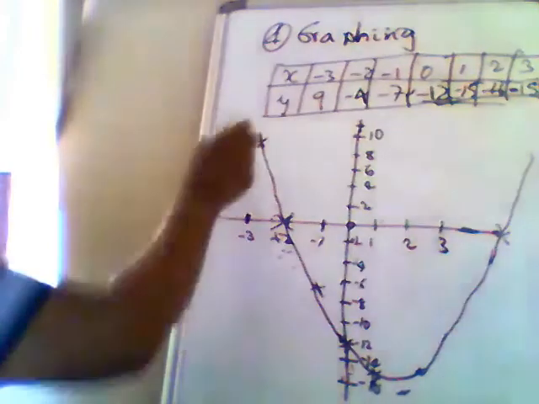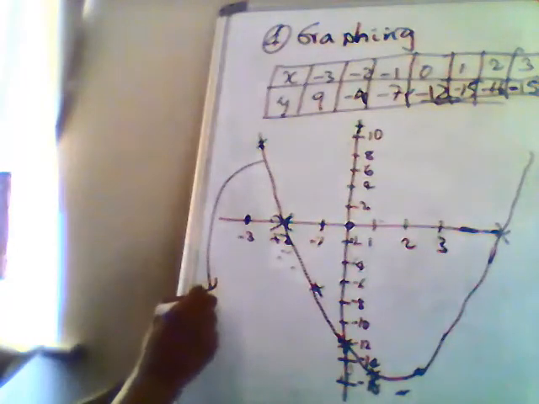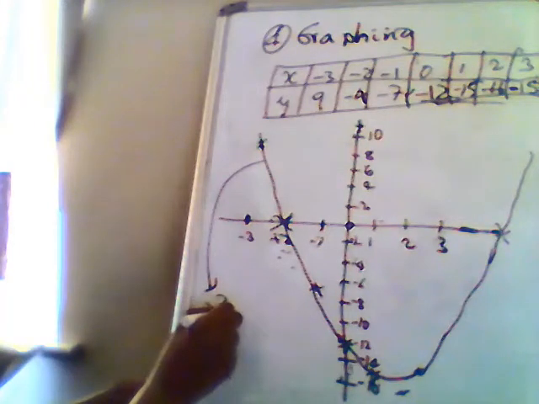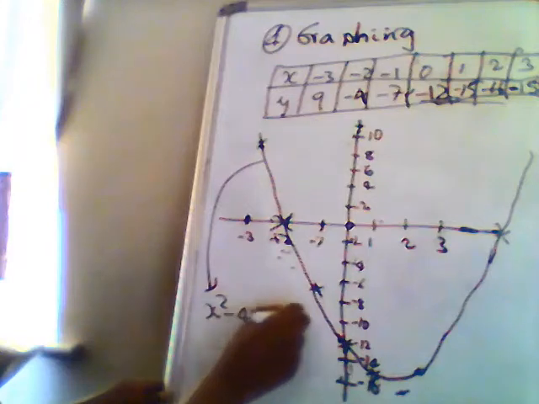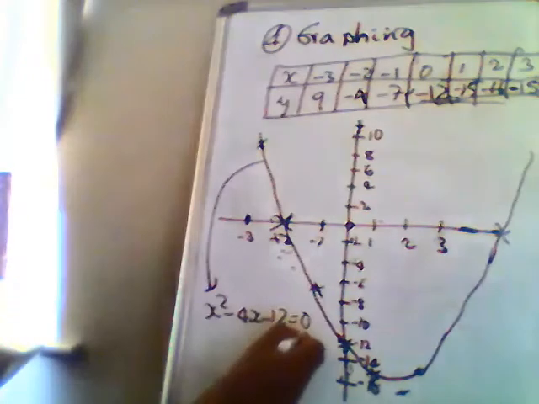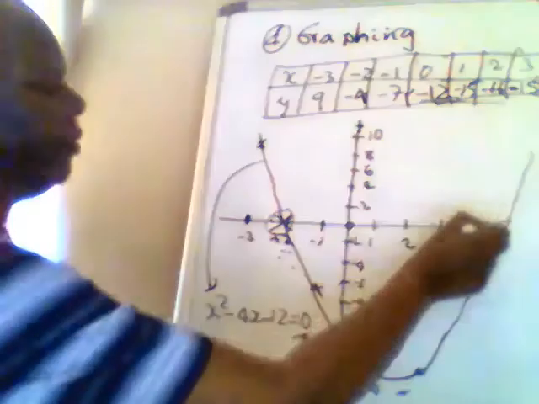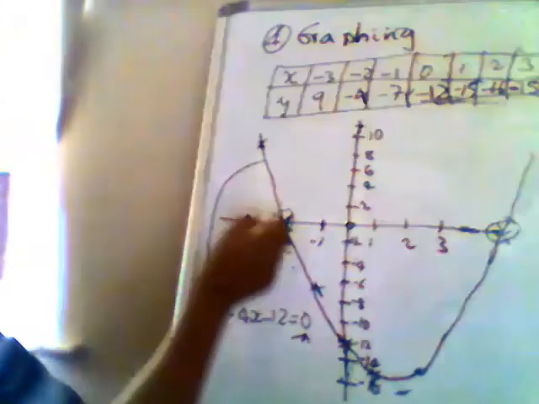But remember to label these graphs. So this graph is x squared minus 4x minus 12 equals 0. When y is 0, which is this 0 you see there, what is the value of x here and what is the value of x here? So when y is 0, this equation has two answers. One there, one here.